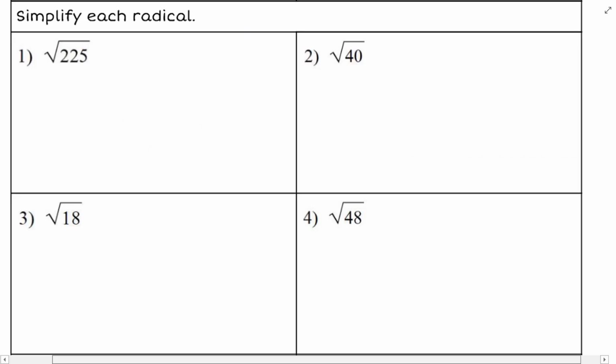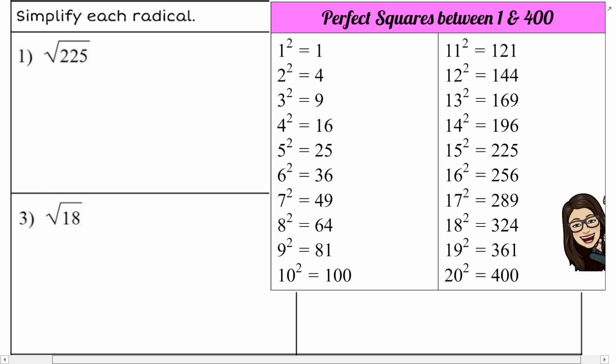So does that mean I'm going to have to write out all the factors of every single number so I can figure out which of the factors is the largest perfect square? No, I'm going to show you how your note card will really help you when simplifying radicals. To begin, we have the square root of 225. So take a look at your note card. We're going to look for where 225 would lie in the perfect squares list.